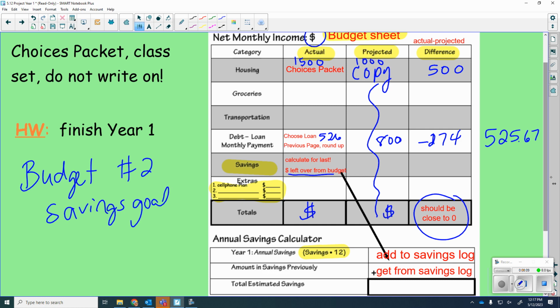Wait, so is it only for the projected that you copy off, or all? This whole row comes from your budget page. Okay, but no. Nothing else, because that's the only thing that's projected. The actual comes from the choices packet. You're going to see the actual cost of stuff from the packet.